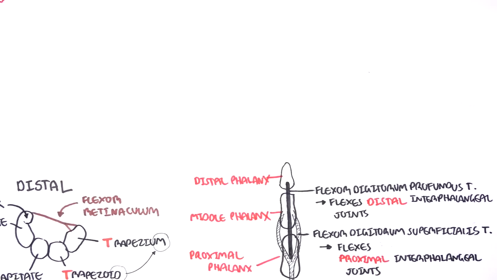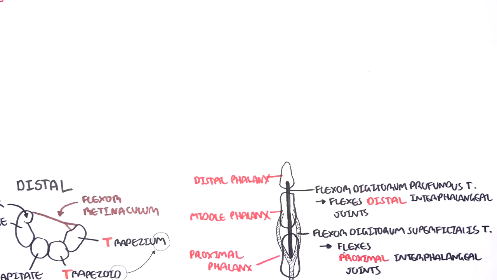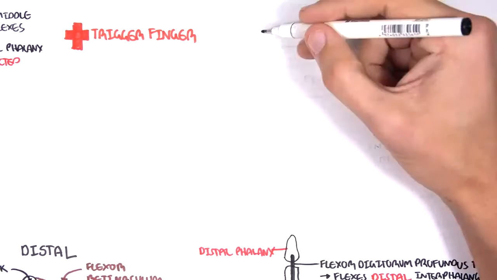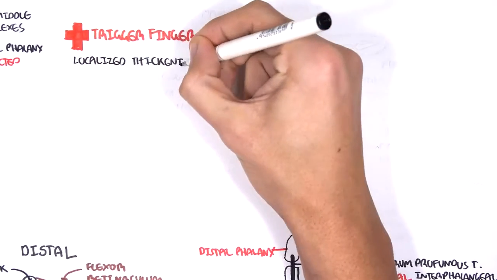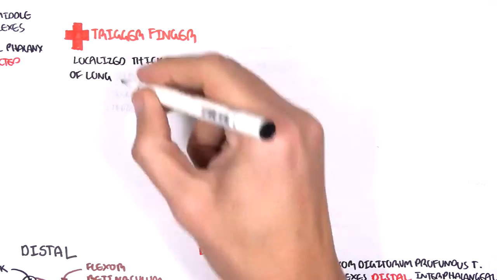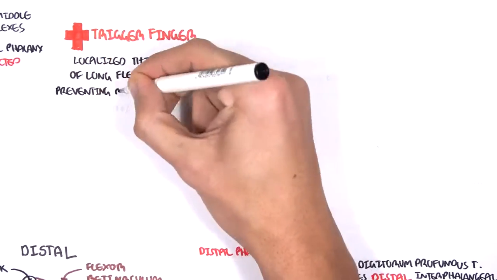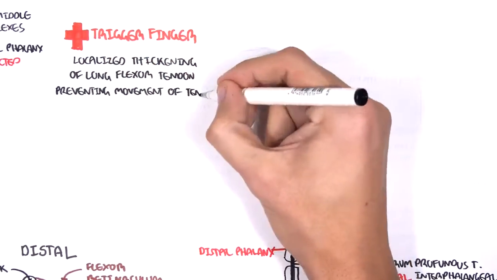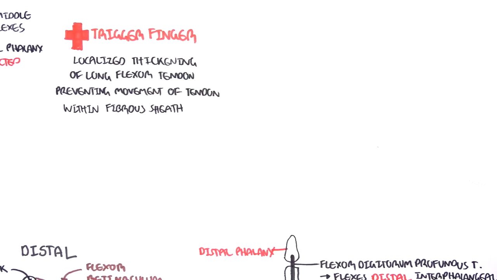Alright, some clinical anatomy. Trigger finger is a condition where there is localized thickening of long flexor tendons, which then prevent movement of the tendon within the fibrous sheath. So just think about it as part of the flexor tendon thickening, creating a lump which prevents movement of the finger. So let's just draw it out.